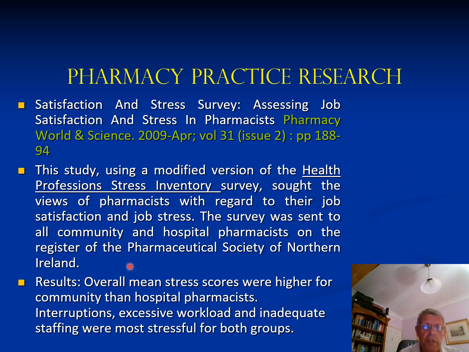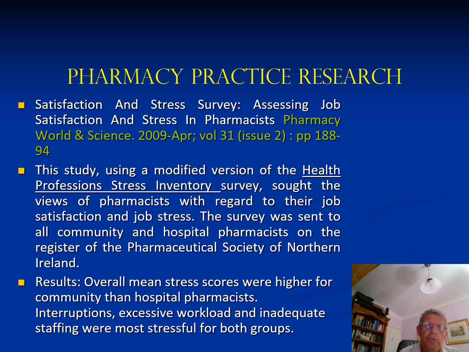And I'll just look at two results. One, which was that the overall mean stress scores were higher for community than for hospital pharmacists. So it's trying to make a generalization about one group of pharmacists compared to another, compared on their numerical values of their mean stress score. And also other parts of the questionnaire show that interruptions, excessive workload, and inadequate staffing were most stressful for both groups. So we get an idea of the aims of the study, how they went about it, and there are other details in the paper which I'll just mention, which are not shown in the slide.